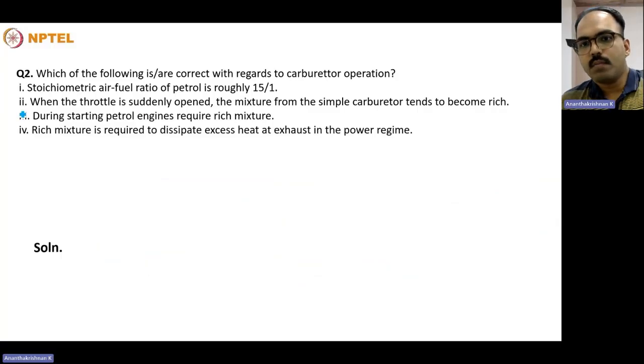Let's look into the second problem. It's based on carburetor operation. Which of the following is or are correct with regards to carburetor operation? Stoichiometric air fuel ratio of petrol is roughly 15:1. When the throttle is suddenly opened, the mixture from the simple carburetor tends to become rich. During starting, petrol engines require rich mixture. Rich mixture is required to dissipate excess heat at exhaust in the power regime.